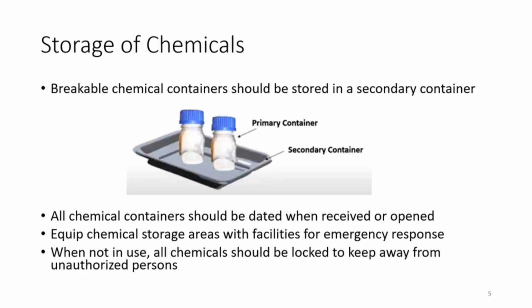Now let us look at how to properly store the chemicals. Breakable chemical containers should be stored in a secondary container, also known as secondary containment. This is to prevent any spill from the primary container. In this case, the primary container refers to the Durian bottle holding the chemicals, and the secondary container refers to the tray holding the Durian bottles.